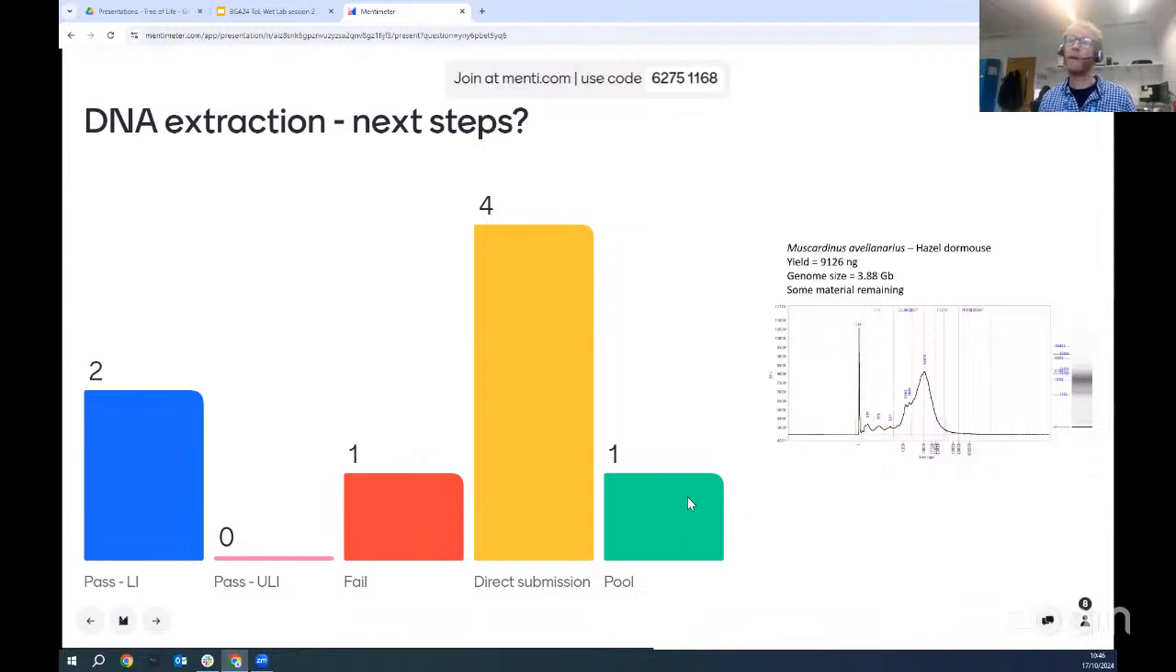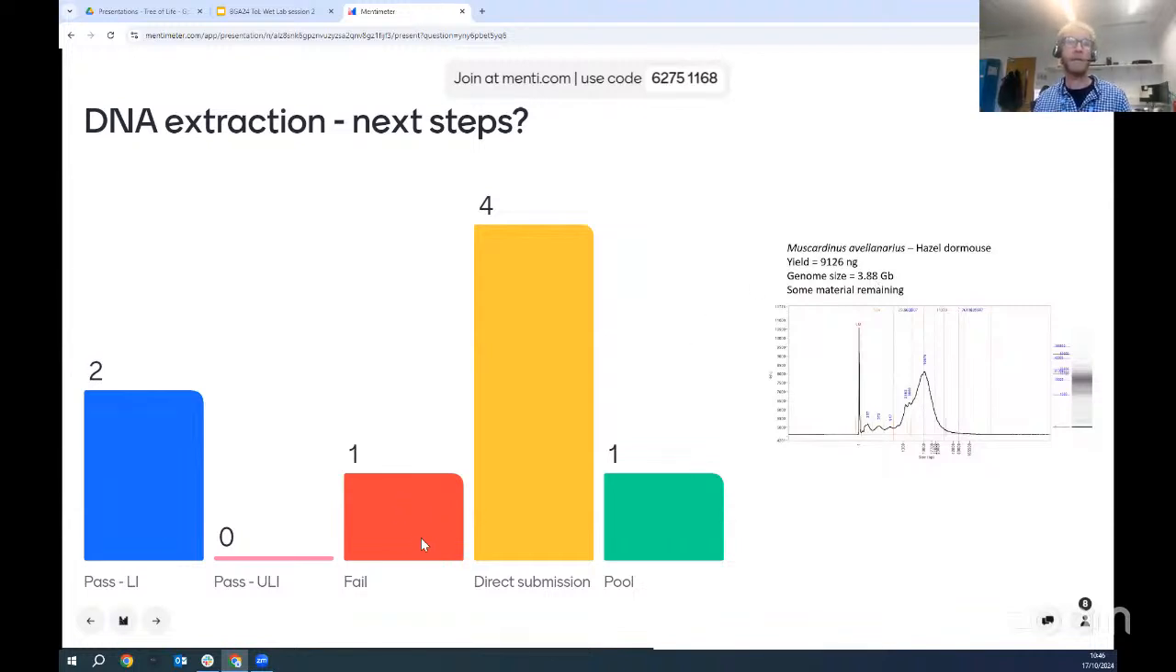Yeah, pooling is potentially an option, but we already have quite a lot of DNA here, so I don't think pooling is necessarily the right way to go, because we generally pool when our yield is very low but our quality is quite good. So the idea for pooling is to get closer to better quality as opposed to increasing the yield. So we don't need a yield of more than 1,000 nanograms, or maybe 1,500 nanograms for a genome size this big.